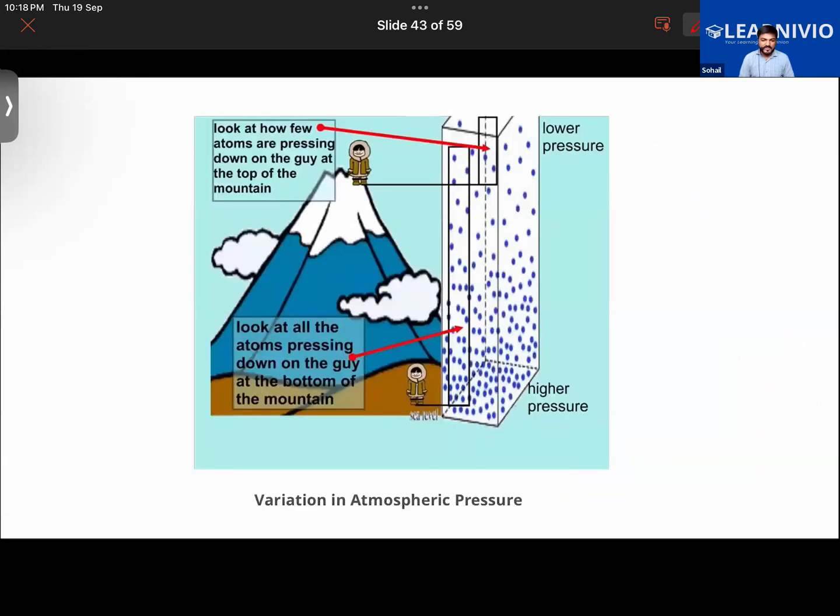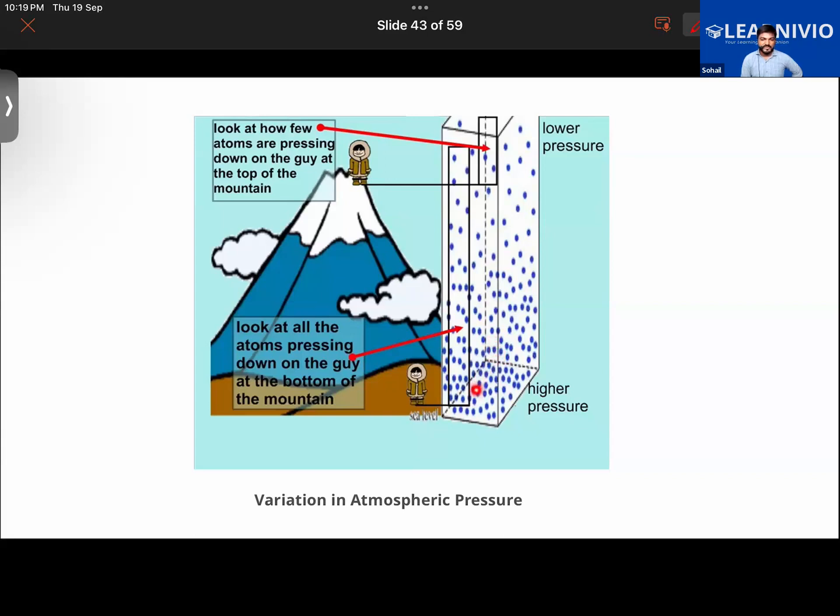Also, have a look at this image here. As the altitude is increasing, you can notice that the number of air molecules is decreasing, because of which the pressure here is less. Remember what I said in the beginning: if the amount of gas molecules is less, pressure will be less. If the number of gas molecules is more, the pressure will be more. The reason why at lower altitude the atmospheric pressure is high is that there are more gas molecules at lower altitude, so more pressure is generated.